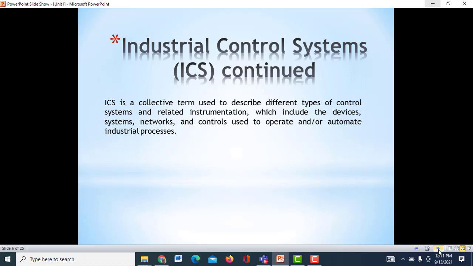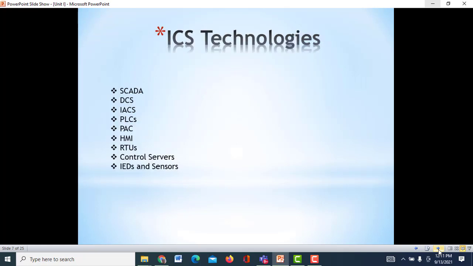Okay, so for that we need certain instrumentation, because we need to monitor this unit, and the basic operation has to be sent to the supervisor. For that I need communication technologies. So everything comes into the picture. Okay, that is said to be ICS. So what are the ICS technologies that are followed in industry? This we will see in detail in the upcoming slides.